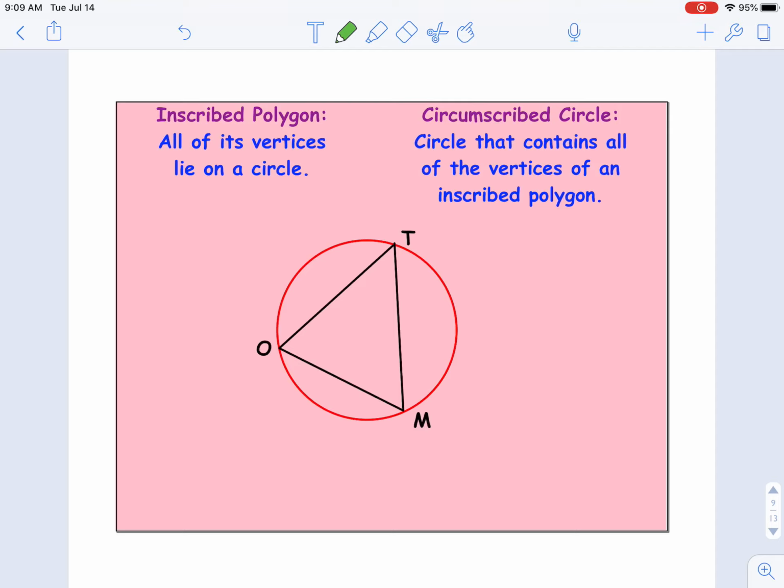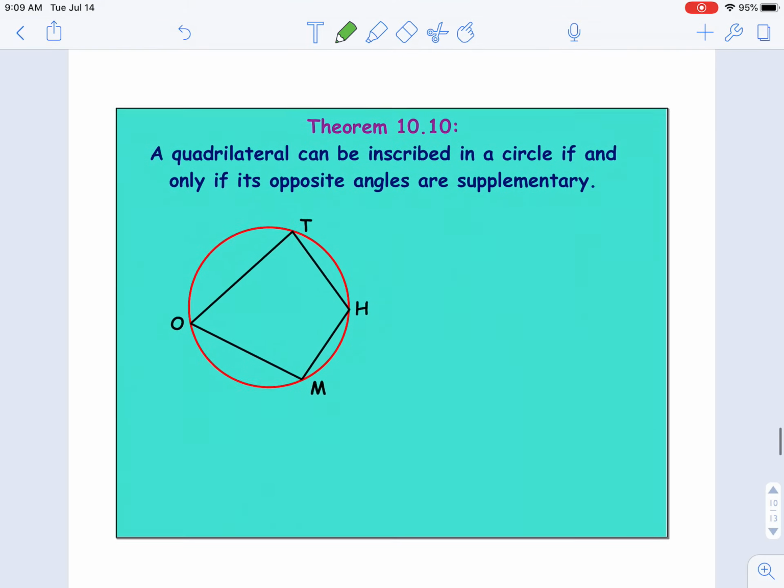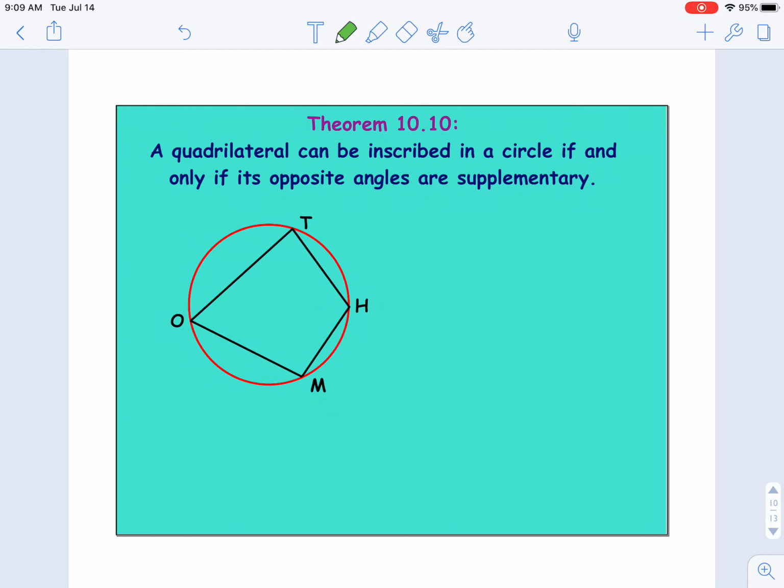So now, let's talk about inscribed polygons. An inscribed polygon is when all of the vertices lie on a circle. And a circumscribed circle is a circle that contains all of the vertices of the inscribed polygon. Well, it turns out with quadrilaterals that a quadrilateral can only be inscribed in a circle if its opposite angles are supplementary. So the only way any quadrilateral can be inscribed in a circle, where each vertex hits the circle, is if the opposite angles are supplementary.